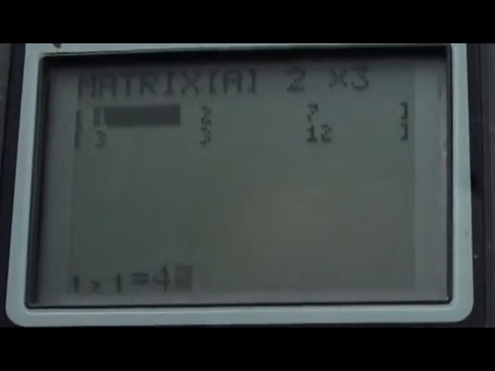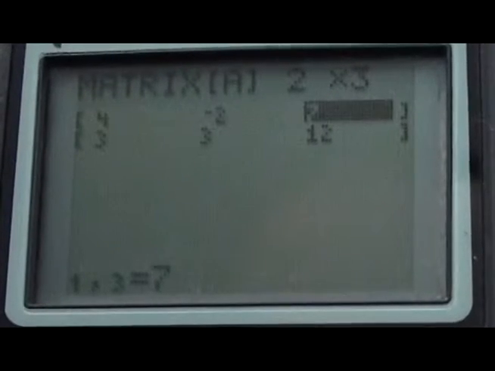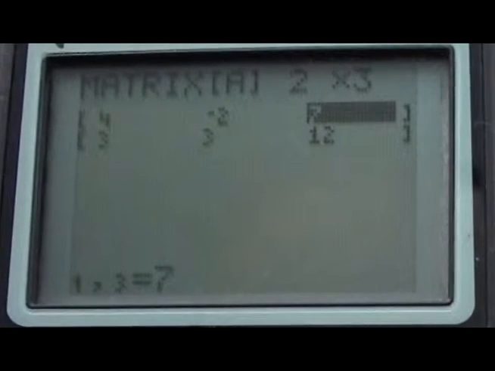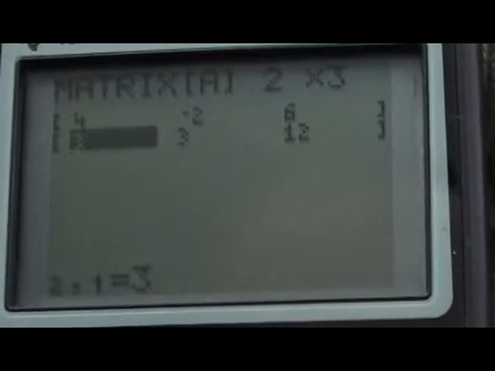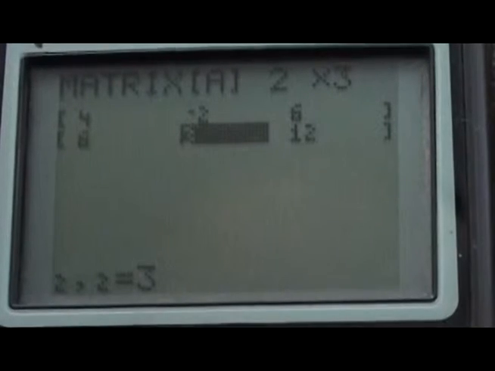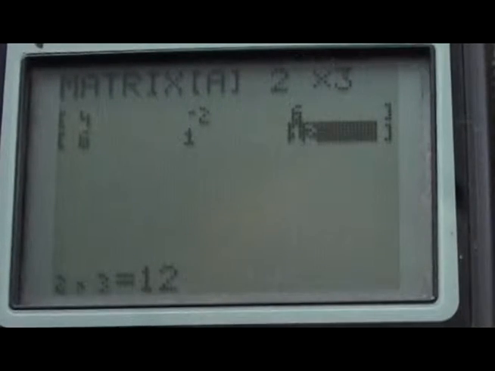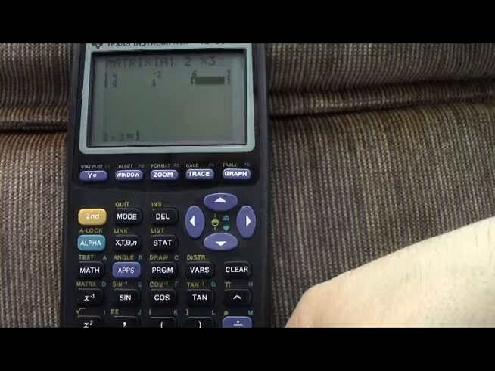So here we go. We have 4x. And it was minus 2y, so we're going to put negative 2 for the y's. And it equaled, I forget what it equaled. It equaled 6. And then the second equation said 6x plus 1y equals 1, I believe. All right, so now we have our new data in.